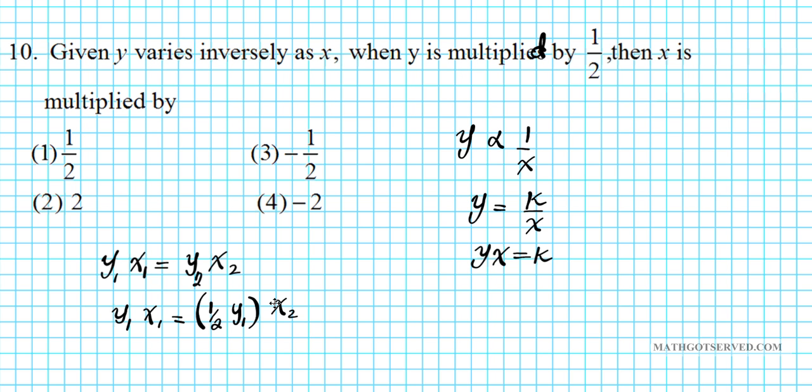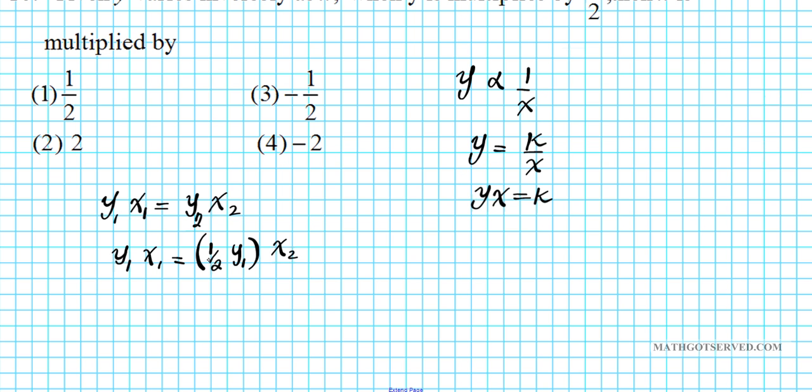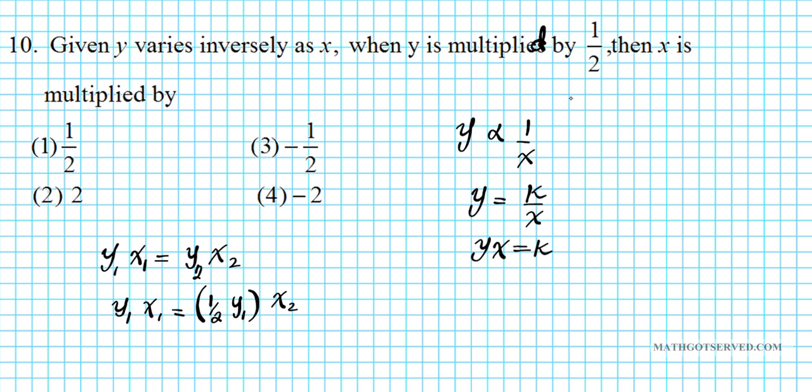So by multiplying y1 by 1/2 to get y2, what's going to happen to x2? What's going to be my new x2? All right, so let's simply solve this for x2, and then we're going to see what we're going to be multiplying x1 by. Hint, think about this: what is the inverse of multiplying by 1/2? The inverse of multiplying by 1/2 is dividing by 1/2. Dividing by 1/2 is the same thing as multiplying by 2. So it just basically reciprocates the operation. So our answer should be 2.